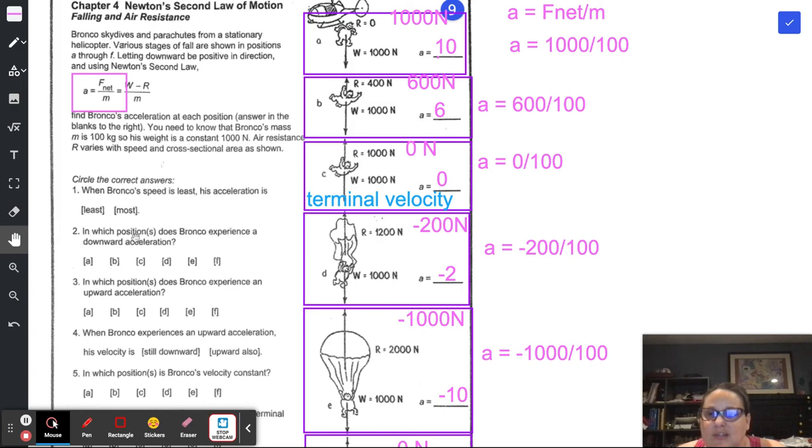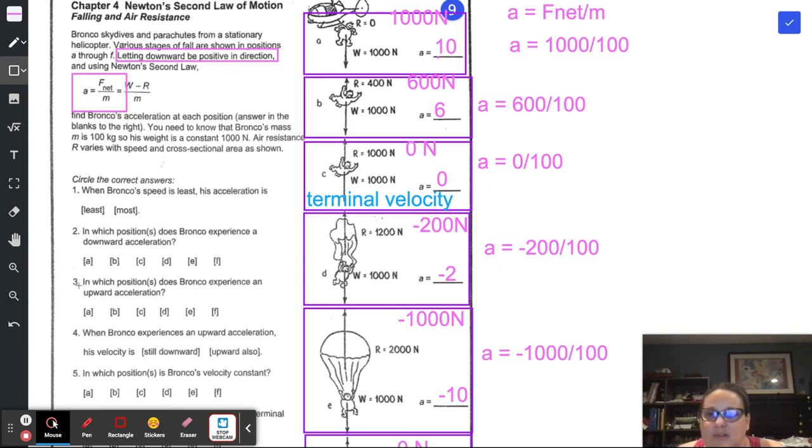Number two, in which position does he experience downward acceleration? So we're referring to positive as the downward direction. Let me go ahead and mark that for you. So it says letting the downward be positive. So whenever the acceleration is positive is when we have a downward acceleration. So in which positions is there a downward acceleration? There are 2 points where there is a positive acceleration. You can identify those by looking at these calculations we did.